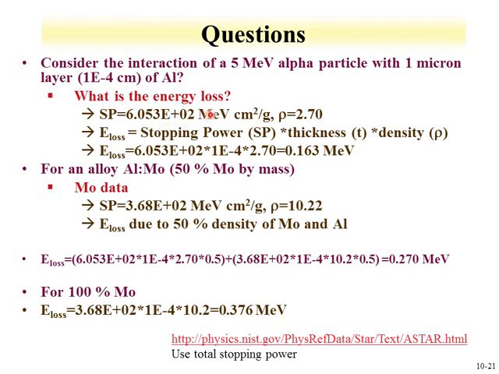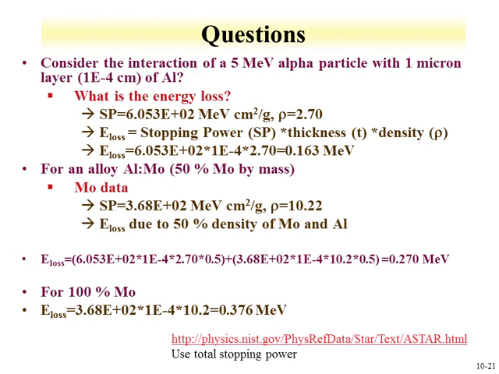Plugging this into the equation, stopping power here, density here, and a thickness, well, we said 1 micron, so 10^-4 centimeters. We get an energy loss of a little over 0.1 MeV, so 0.163 MeV is the energy loss of a 5 MeV alpha particle as it traverses 1 micron of aluminum.